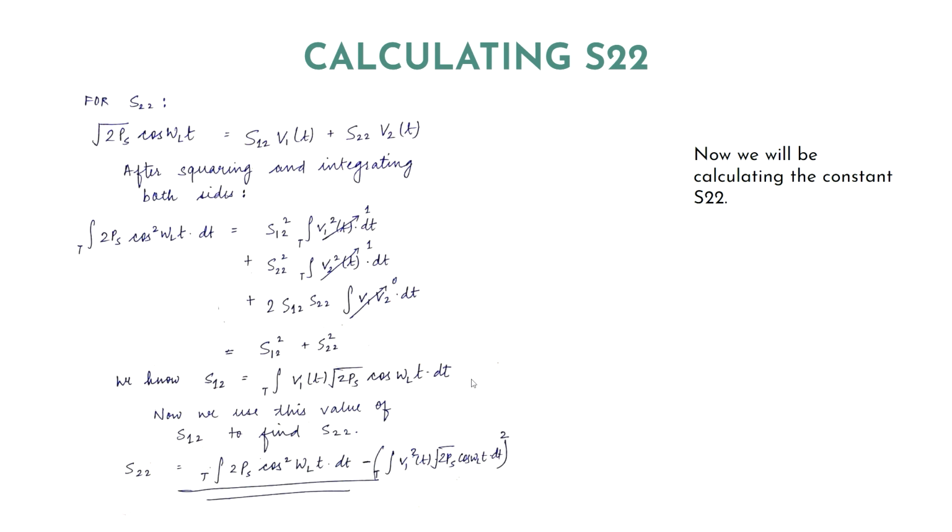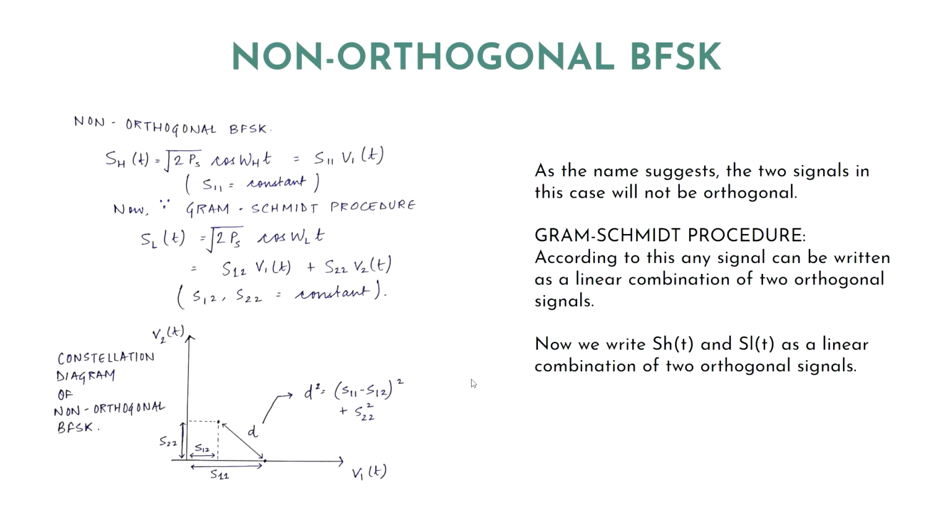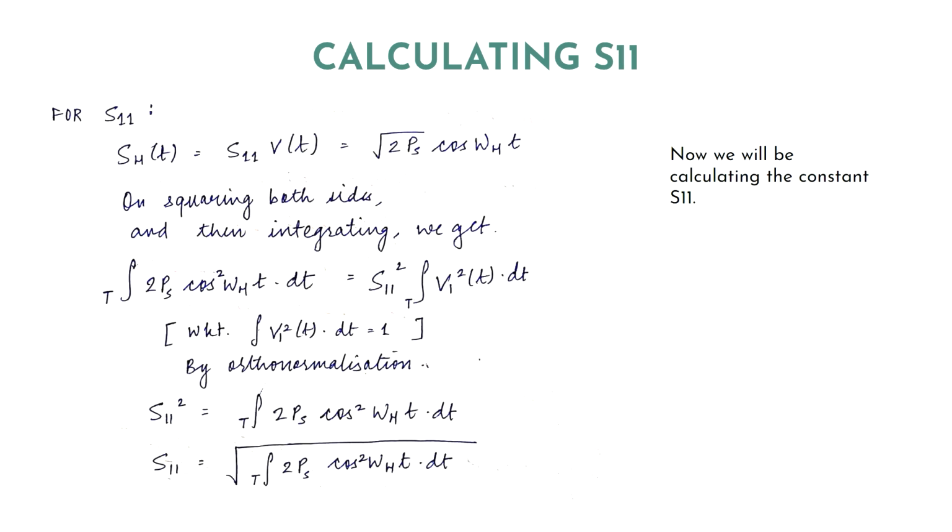Now we have all the three constants, and this will help us in finding out anything related to the non-orthogonal BFSK. Thanks a lot. Thank you.